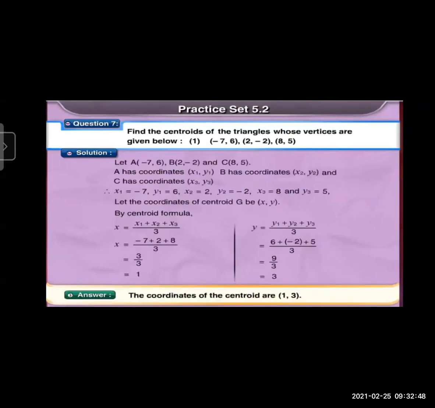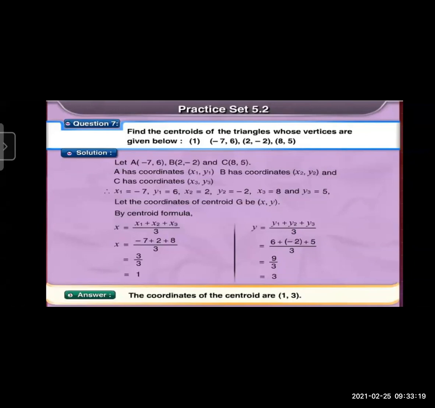Find the centroid of a triangle. Simple question again. Find the centroid of a triangle whose vertices are given. So here we use the second application, that is the centroid formula. You remember the formula: x is equal to x1 plus x2 plus x3 divided by 3, y is equal to y1 plus y2 plus y3 divided by 3. From the given points, we find x1, y1, x2, y2, x3, y3.